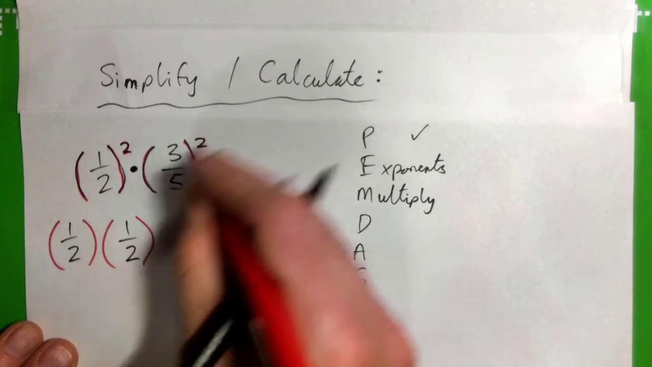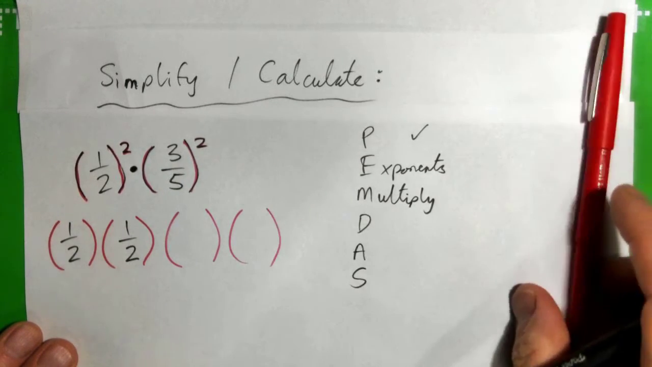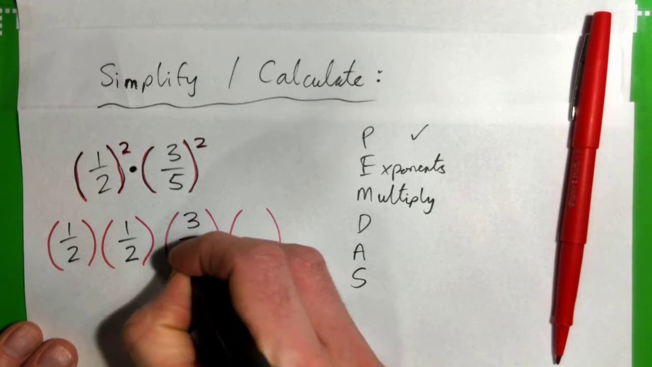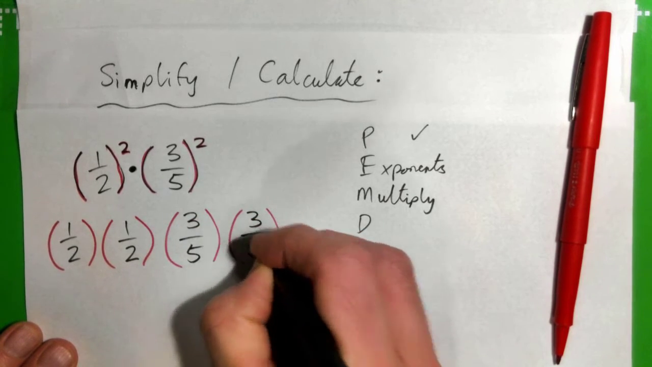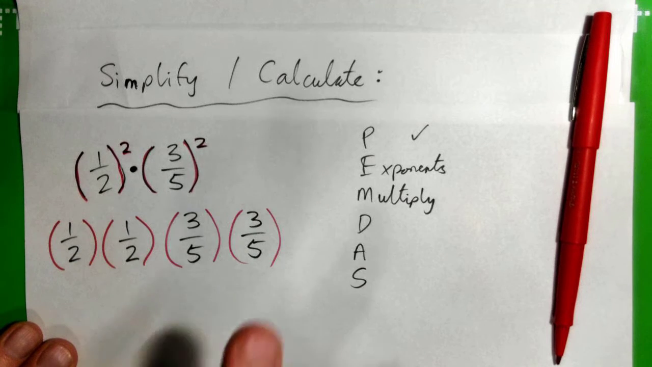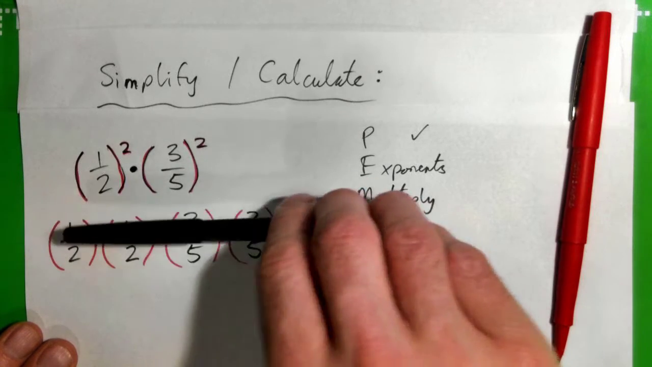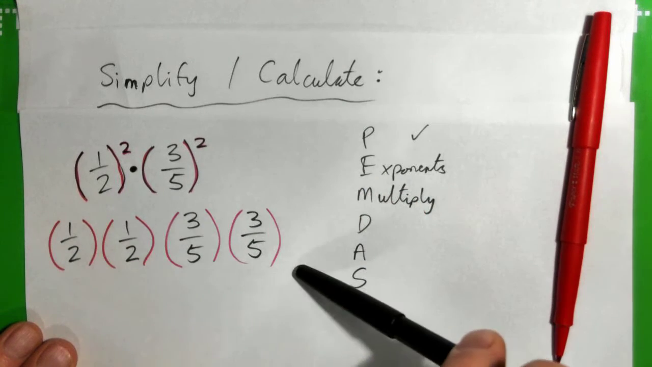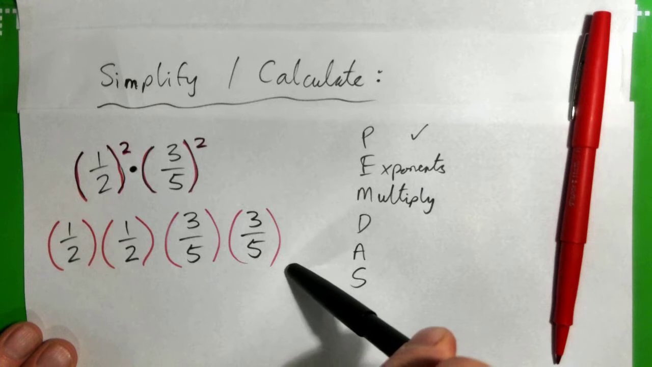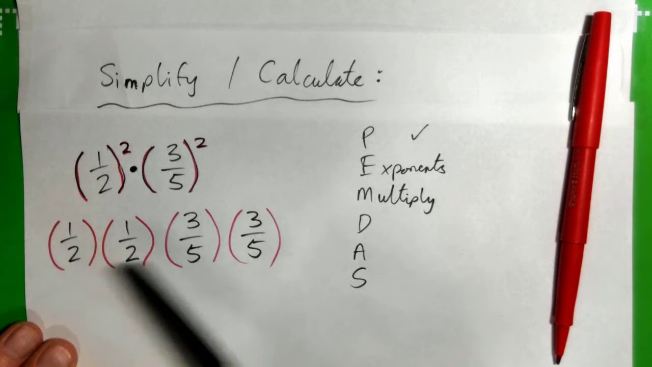That's (3/5) squared. So again, that's parenthesis times parenthesis: 3/5 times 3/5. Now we can look clearly at these four fractions and check if anything cross cancels. In other words, is there any number at the top that will cross cancel with a number on the bottom? No. 2 doesn't go into 3, 3 doesn't go into 5, so we can't cross cancel.